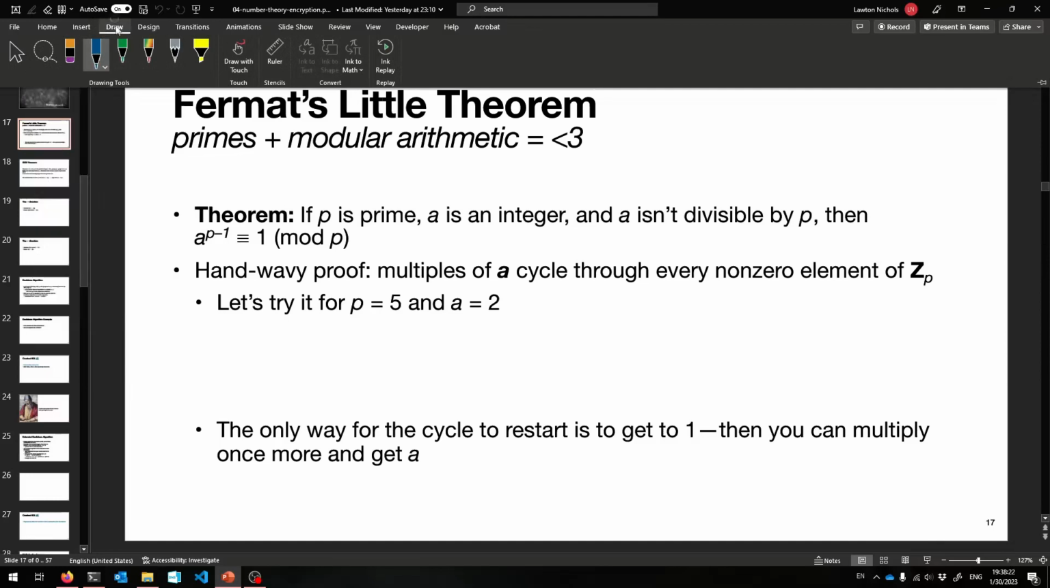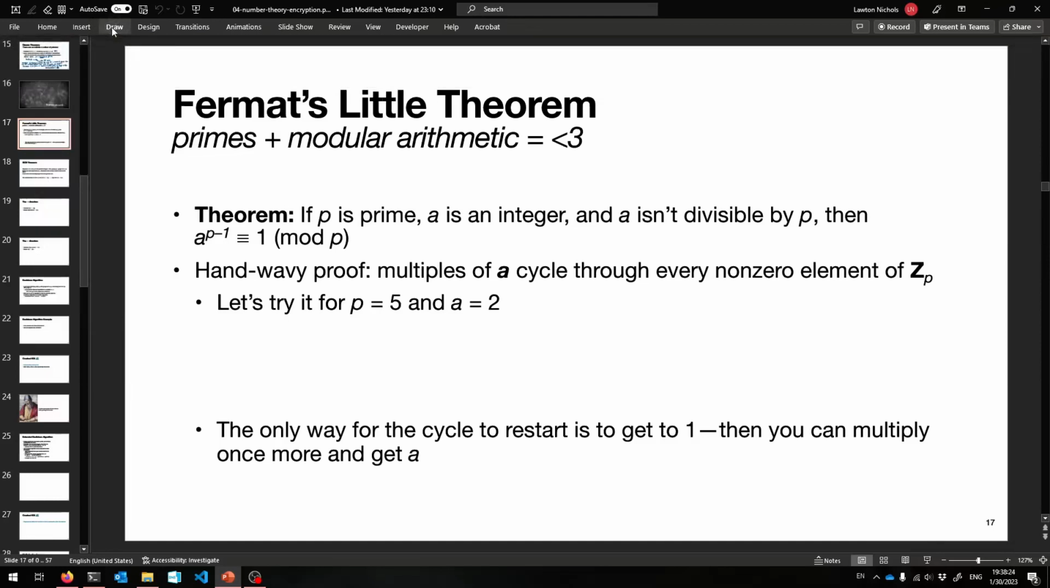So, here's a theorem called Fermat's little theorem. I guess it's really a French name, so it's Fermat. It's his little theorem, and it is going to tell us something about primes plus modular arithmetic together. So here's the theorem. I will not prove it to you. It's a little difficult to prove on a slide, but I'll give you a flavor for why it's true.